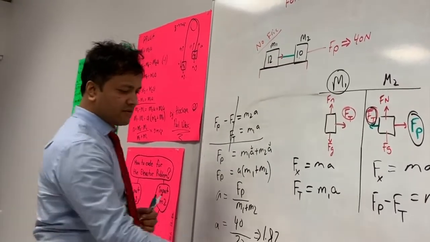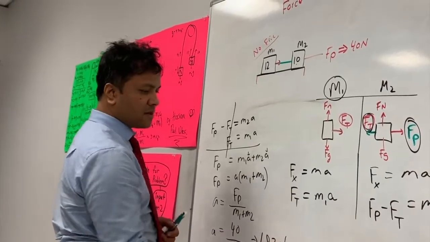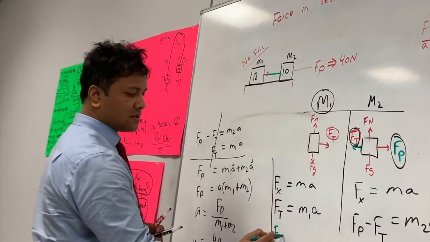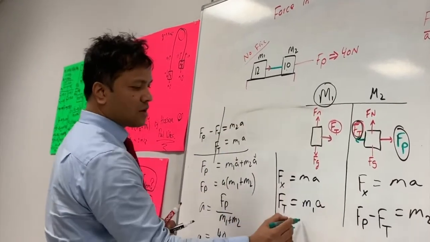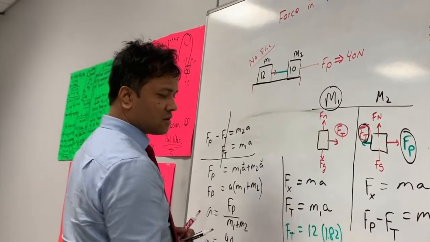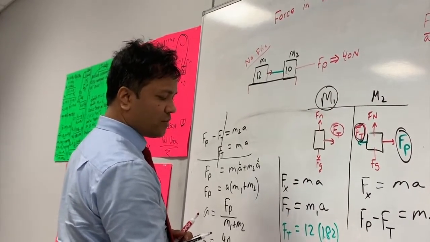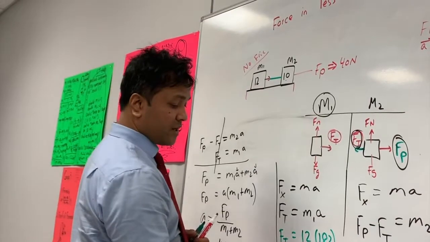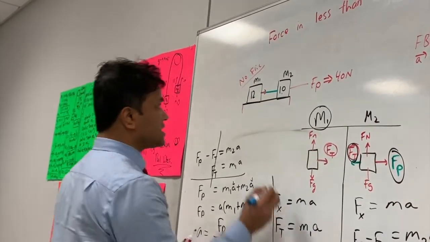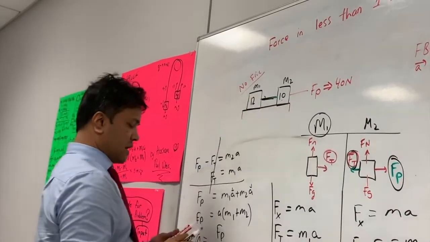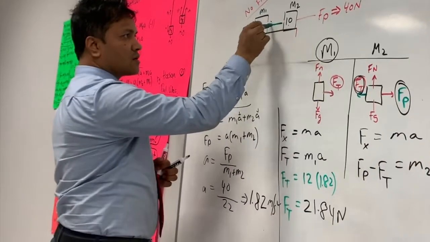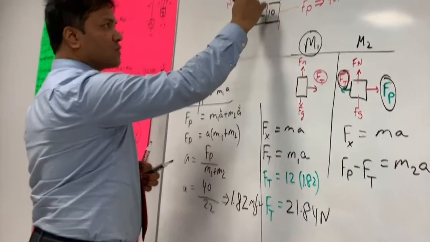Alright, so this is our acceleration, meters per second squared. Now let's find the tension. Tension Ft is equal to m1, which is 12, times a, which is 1.82. Let me know how much it is. 21.84? Yeah. 21.84 Newton. So the tension right here, let's use green. So this is 21.84.